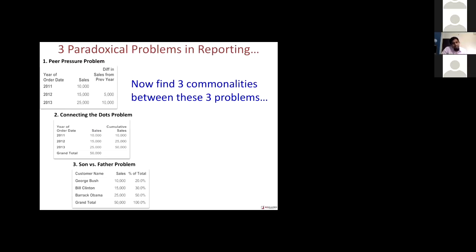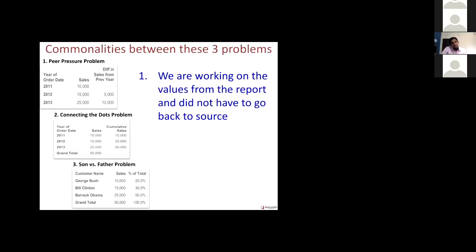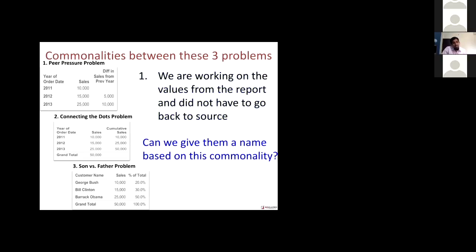So the one, we are working on the values from the report. If you look at this, we started off with this report. I haven't even shown you what the data behind the scenes is, right? Whether it's 3 records, 20 records, 100 records, you don't know. You never have to ask me, can I go back to the data source? So that's the first thing. We are working on the values that we see in the report, and we do not have to go back to the source. So can we give them a name based on this commonality?